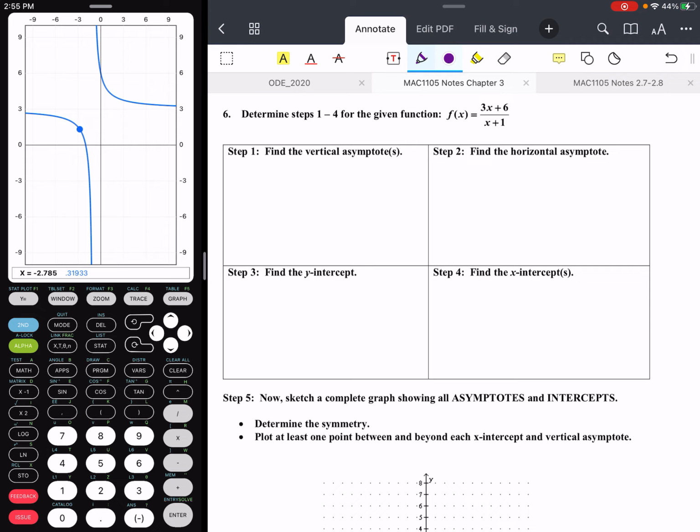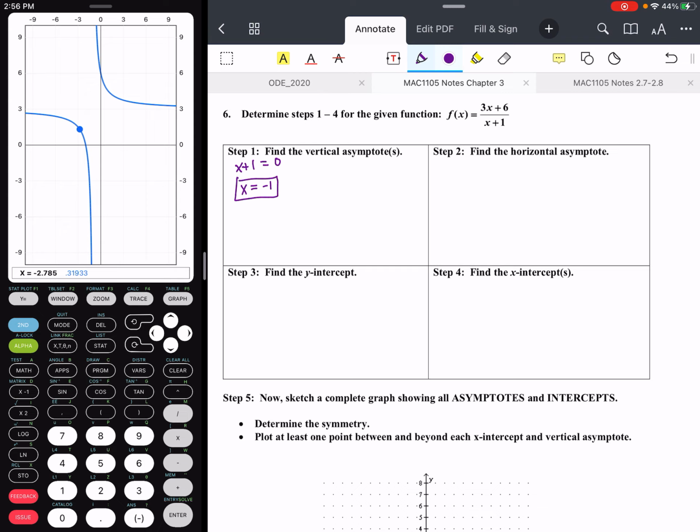All right, so I'm using my graphing calculator as just a little bit of a help, but I'm not going to totally rely on it. So I'm going to algebraically find all this and then verify it with my graphing calculator. What you're calculating on paper should match what you're seeing on your calculator. All right, step 1, vertical asymptote. I'm going to take the denominator, x plus 1, and set it equal to 0.